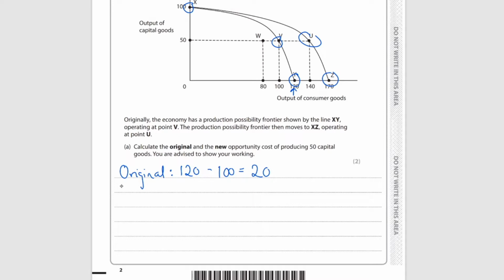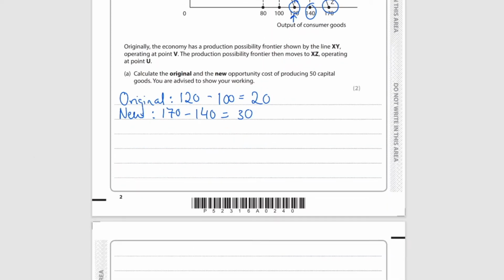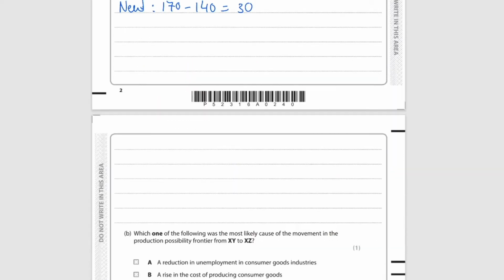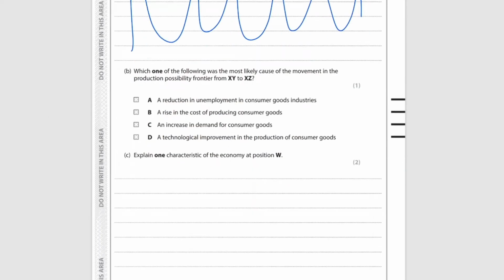And then the new value is the same thing as 120, and then we end up with 140. So we do 170 minus 140, which gives us a grand total of 30. And that's all you need to do, because it just says calculate the original and new opportunity cost of producing 50 capital goods. They give you a lot of space, but you really don't need it to do any of these questions.